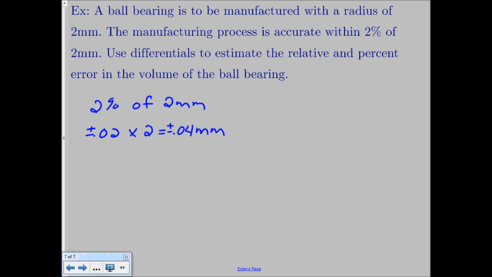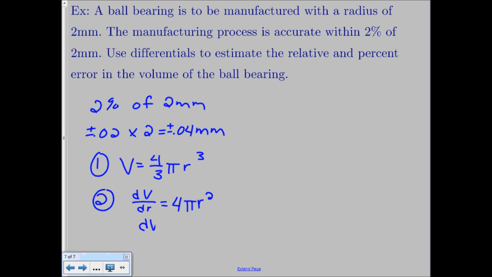Now we need to set up first the equation for our volume, because we're talking about the error of the volume. The volume of a sphere is just 4/3 pi r cubed. Then our second step is to find our dV. The first thing we do is find the derivative of the volume with respect to r. When we do that, we get 4 pi r squared, which means if we move that dr over, our dV is 4 pi r squared times dr.